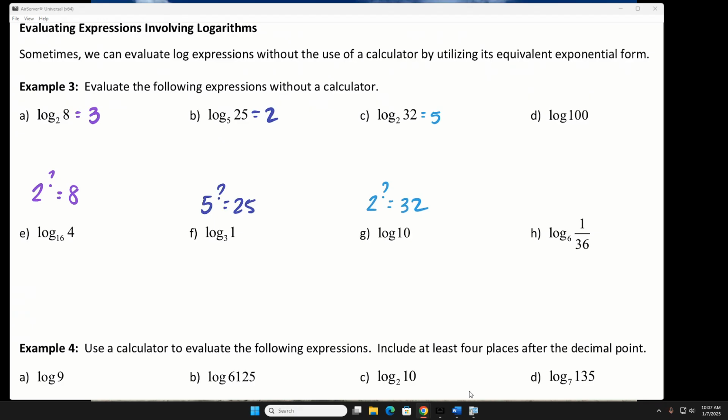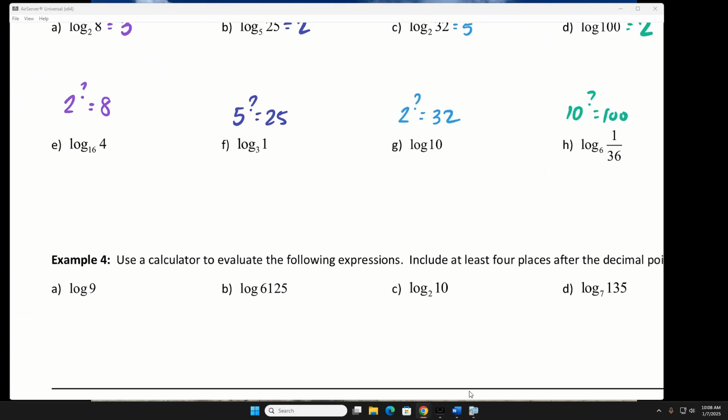All right, and what would you ask yourself on D? 10. What would you ask yourself then? I gave it away. 10 to what power gives you 100? Yeah. So those powers of 10, 100 is easy because everyone knows that 10 squared is 100. But for the bigger values, if it's a 1, it's just going to be however many zeros are after the 1. That should be the power.